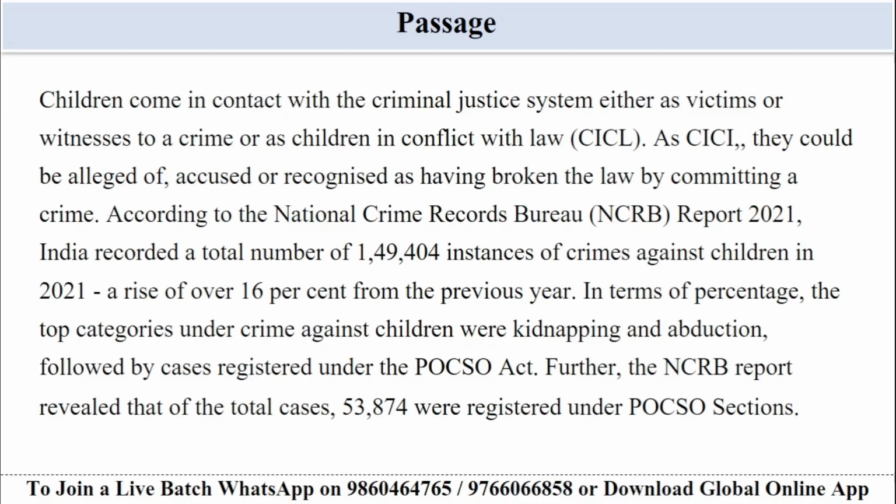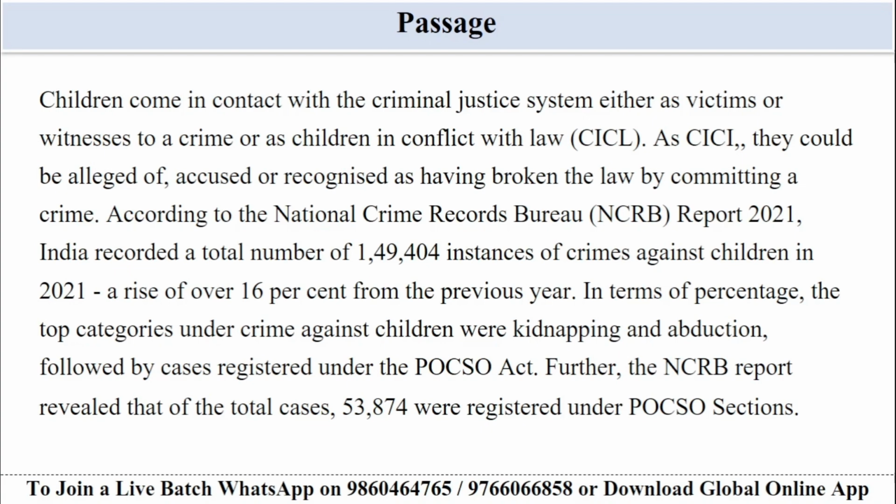So guys, first let's read the passage together. This passage discusses how children interact with the criminal justice system either as a victim or a witness or as a child in conflict with the law. It also highlights recent data from the National Crime Record Bureau, that is the NCRB report 2021, showing trends in crime against children in India, especially in categories like kidnapping, abduction, and cases under the POCSO Act. The passage further explains the main objective of the criminal justice system, which includes deterrence and punishment of offenders. Finally, it details the risks children face when involved with the criminal justice system, including trauma, abuse, and limited opportunity.